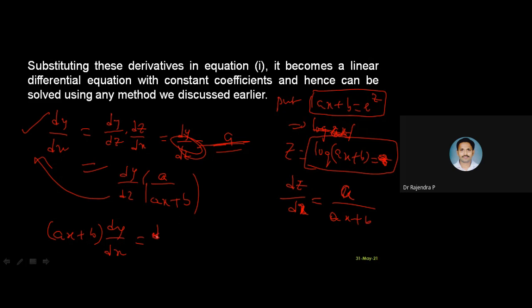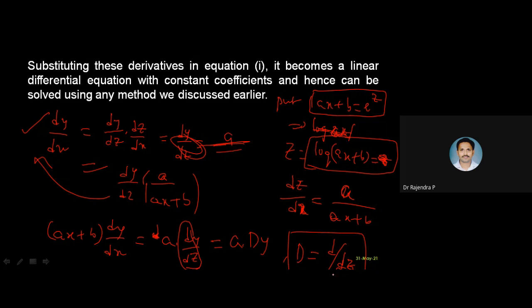A is your constant, into dy by dz. So this particular d by dz, again I can represent as some derivative, something like a into capital D y. What capital D stands for here is very important. In place of capital D, I am differentiating with respect to z. So capital D stands for d by dz. Previously it was different.